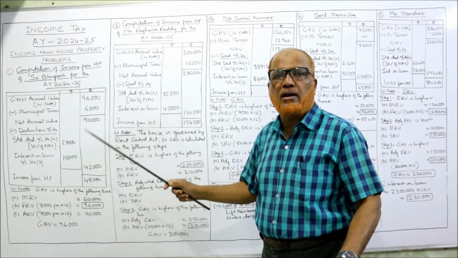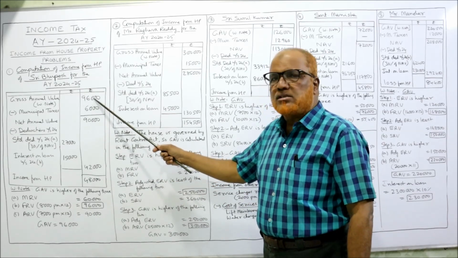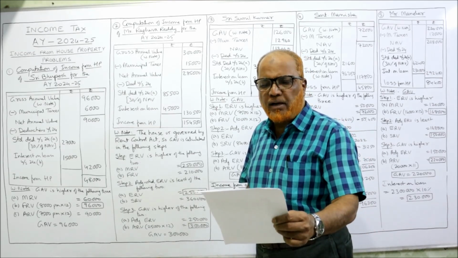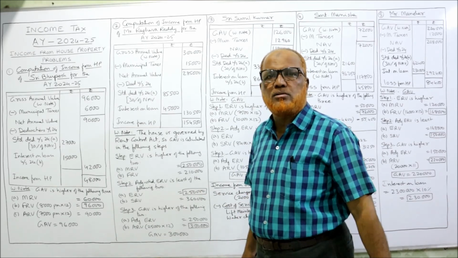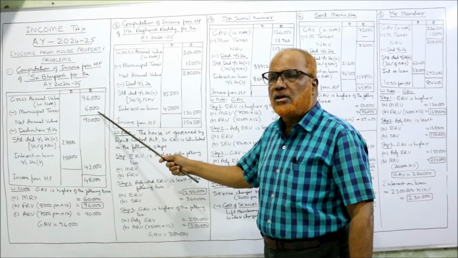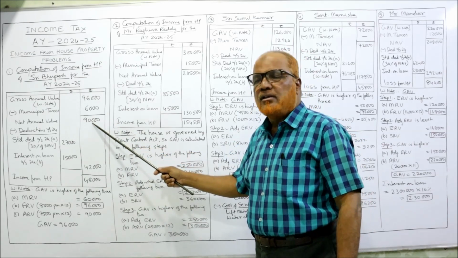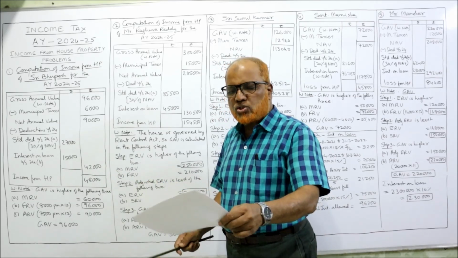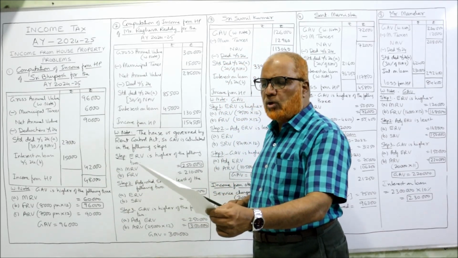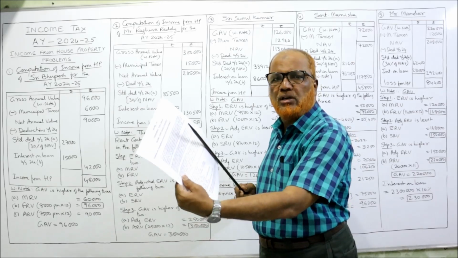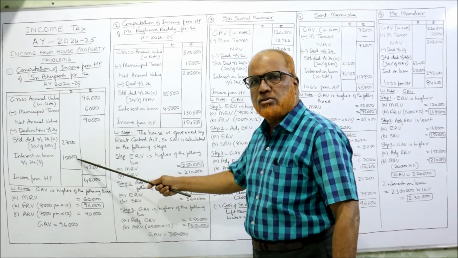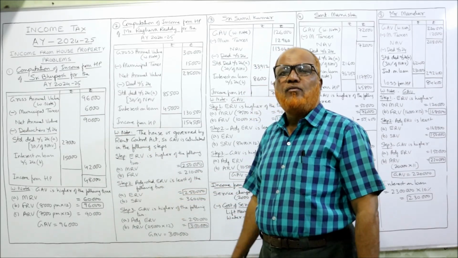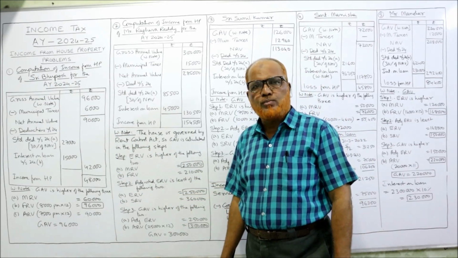So you have to proceed like this. So 96,000 minus municipal taxes. Here it is given he has paid municipal taxes 6,000. Deduction is given 6,000. 90,000 is NAV. 30% of 90,000 is 27,000. Interest on loan taken to construct the house, 15,000, given in the problem. I have taken 15,000. Take the total 42,000, 90 minus 42, 48,000 income from house property.